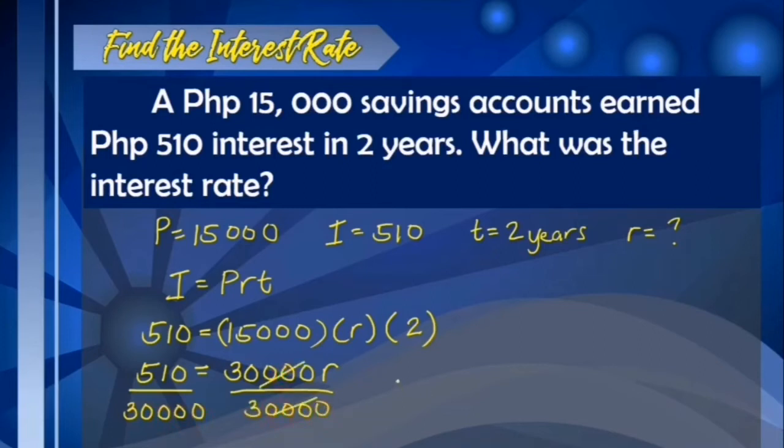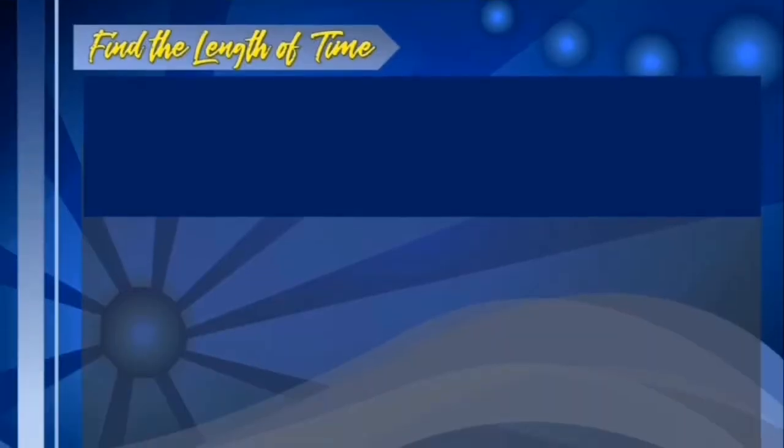And the value of R here is 0.017. So, what is the meaning of this? The interest rate is 1.7%. Third example, find the length of time.